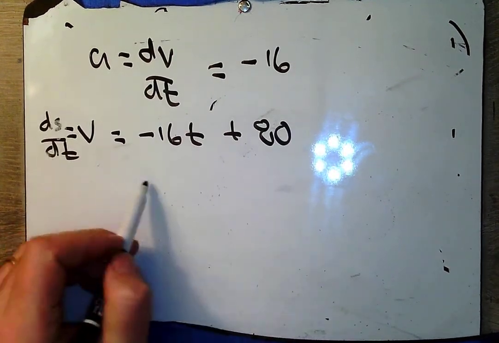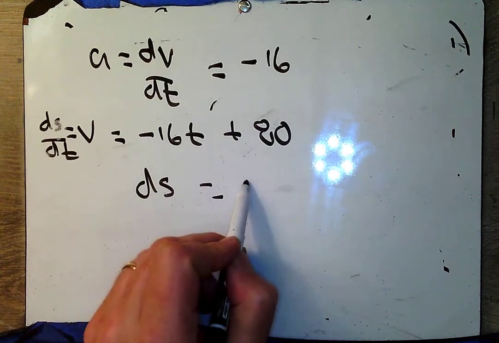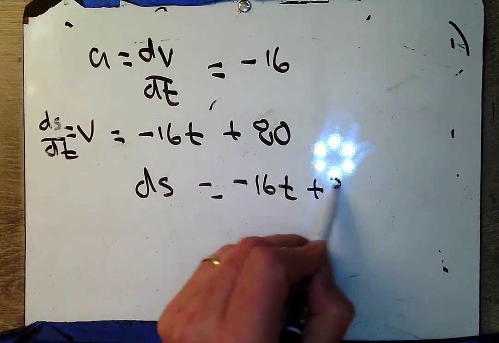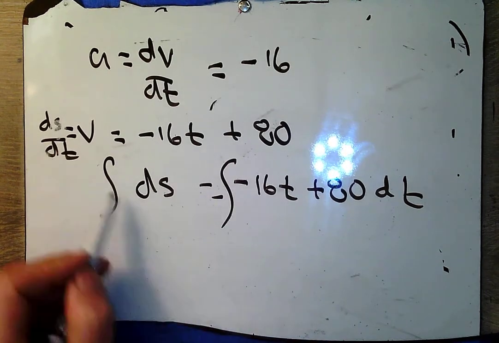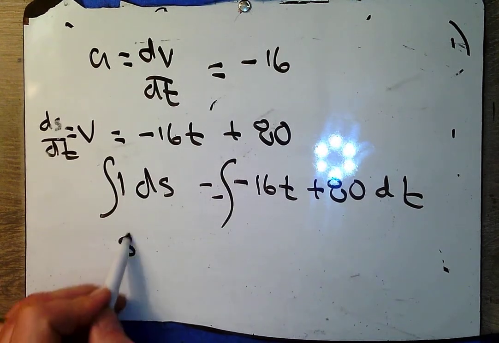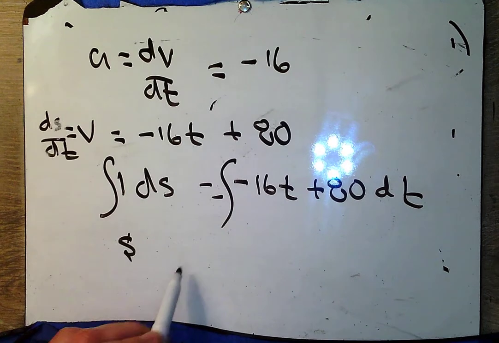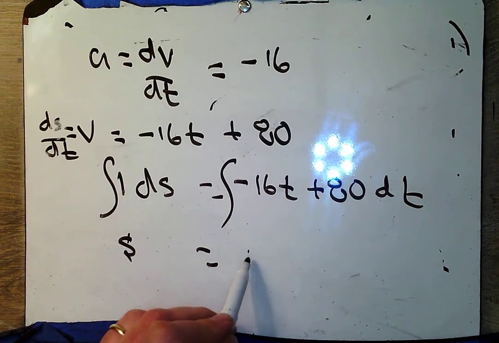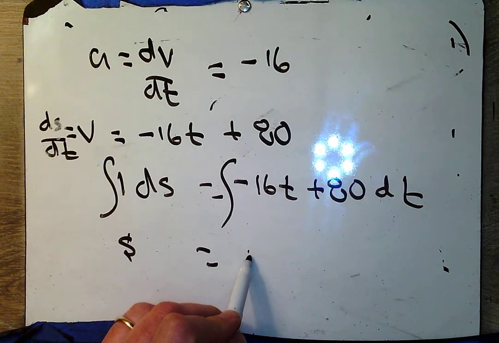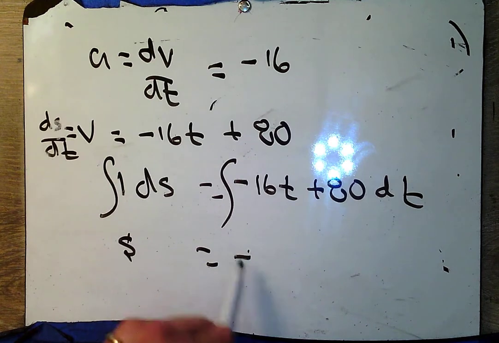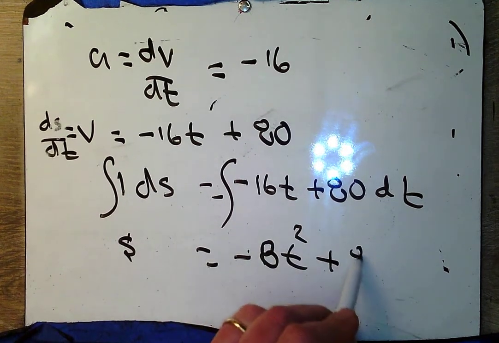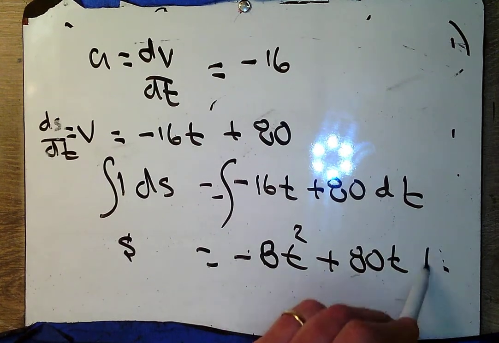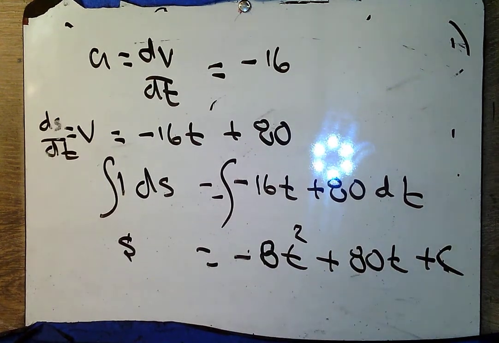So what am I going to have here? ds equals negative 16t plus 80 dt. And I'm going to integrate both sides. Antiderivative of 1 with respect to s is s. And over here, we have negative 8t squared plus 80t. Don't forget the plus c because you were going backwards.